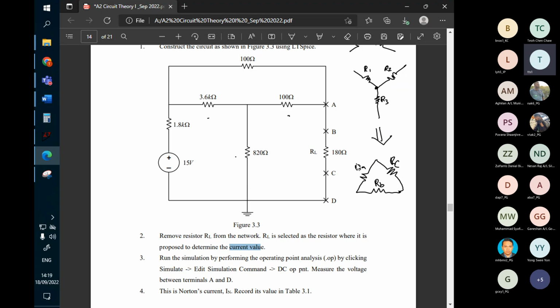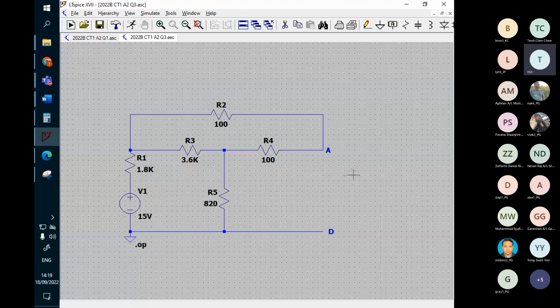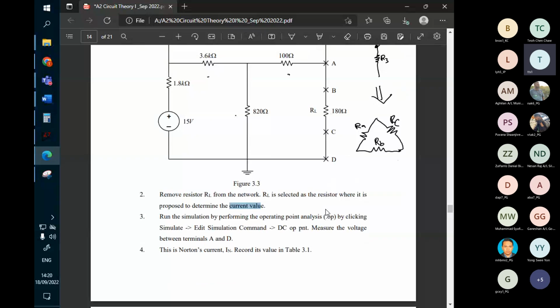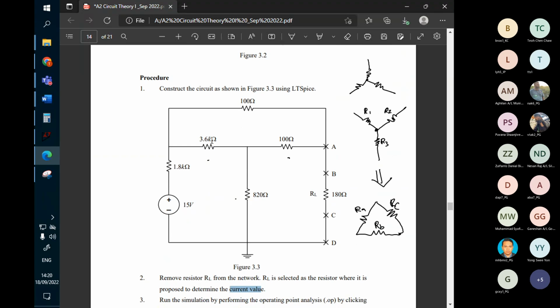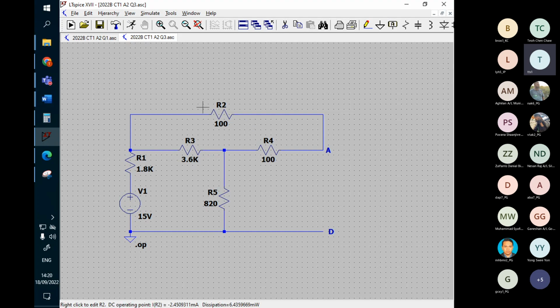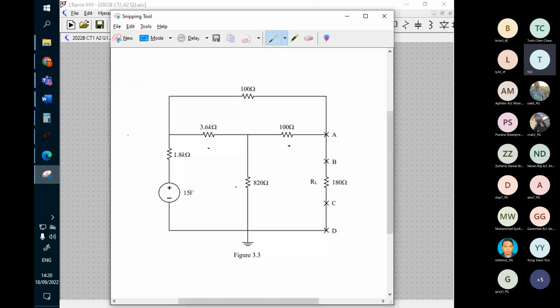Forget about the 180 here, which represents the external load. Okay, forget about this. So now we have done this first part. I think we have to save it under step one, construct the circuit below. Actually, you should say ignore the RL. Then never mind. Let's copy this circuit.